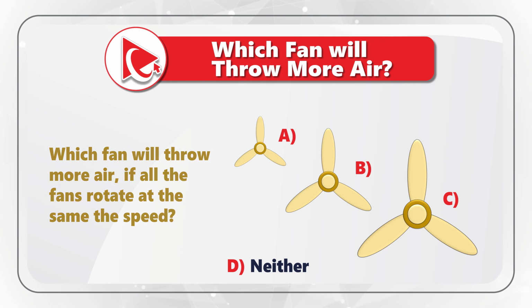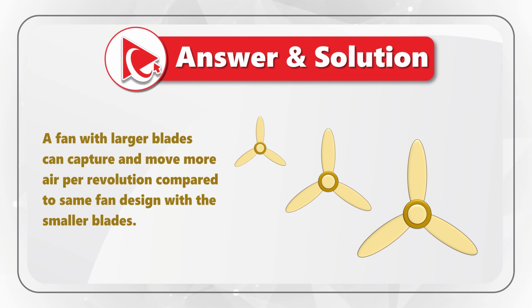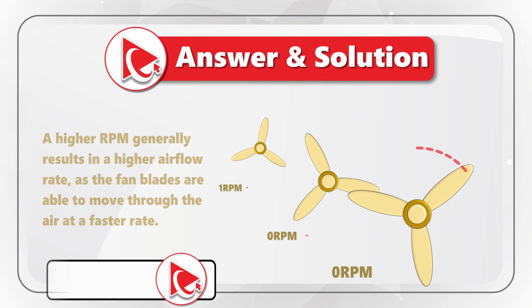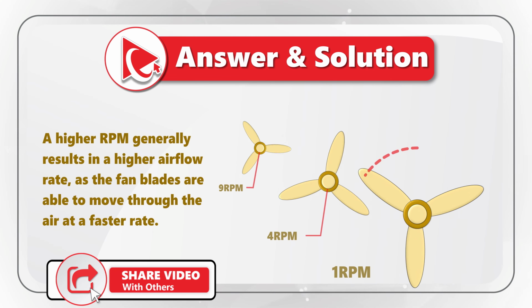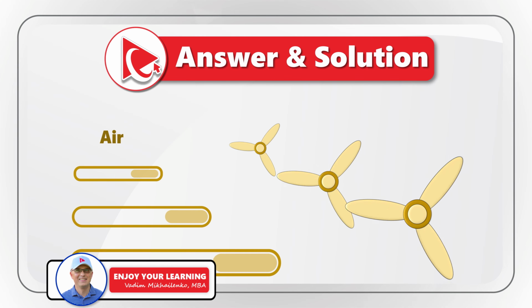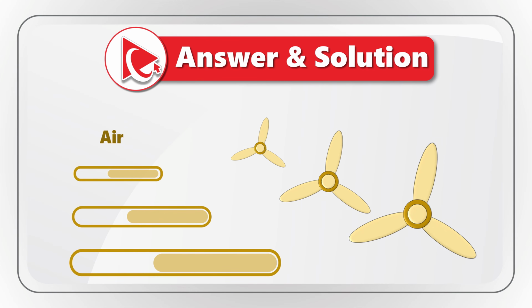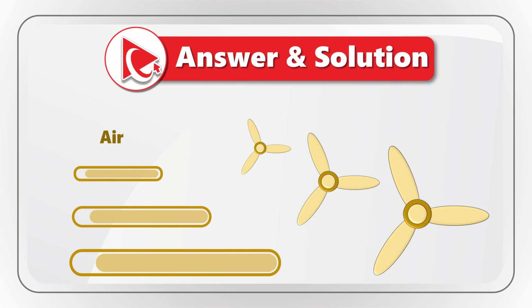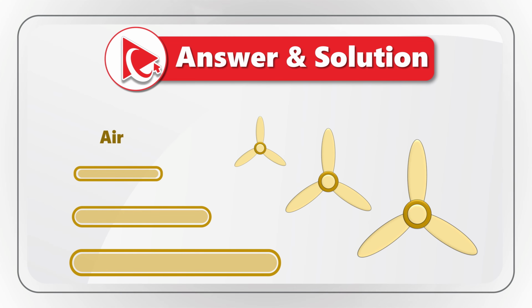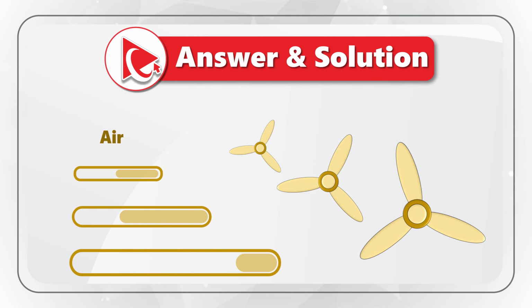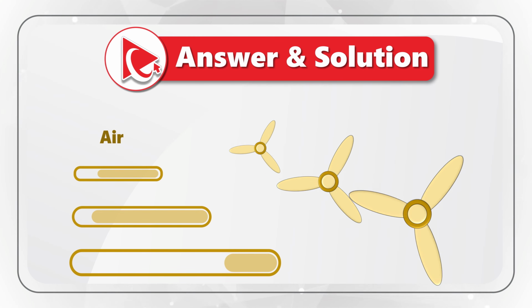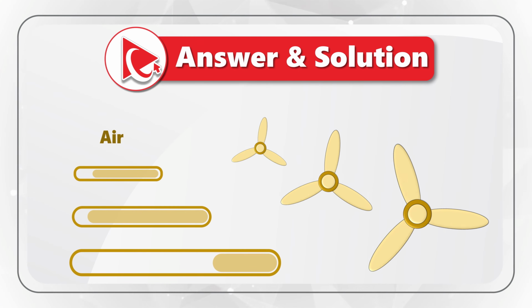As you might be well aware, there are two key factors that help determine the airflow rate. The first one is the size of the fan's blades, and the second one is the rotational speed of the fan, which is measured in RPMs, which stands for revolutions per minute. A fan with larger blades can capture and move more air per revolution compared to the same fan design with smaller blades. And this is exactly what we're dealing with here in this question. In addition, the rotational speed of the fan affects the airflow rate. Higher RPM generally results in a higher airflow rate as the fan blades are able to move through the air at a faster rate.